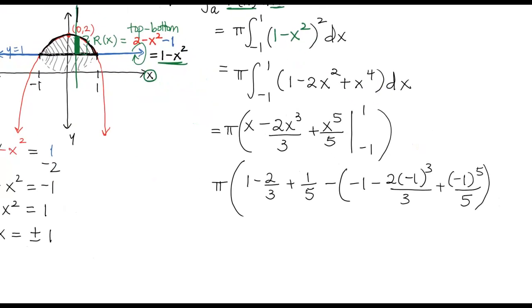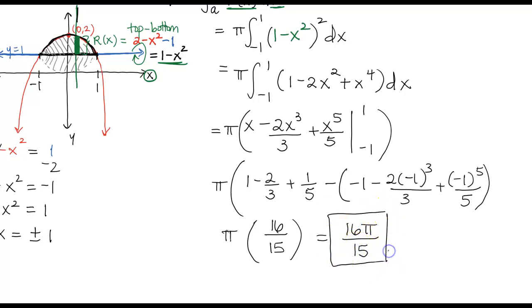To give me a final answer, pi multiplied by everything on the inside of the parentheses will come out to be 16 over 15. We should be able to calculate that. So this volume is 16 pi over 15 units cubed.